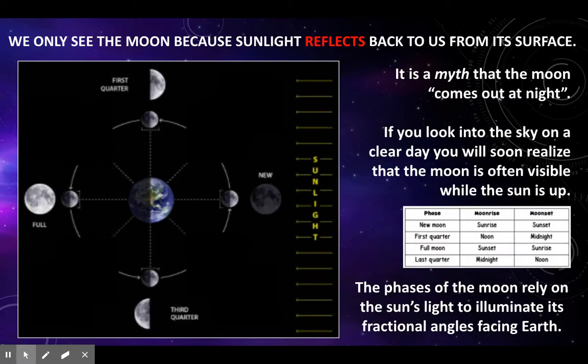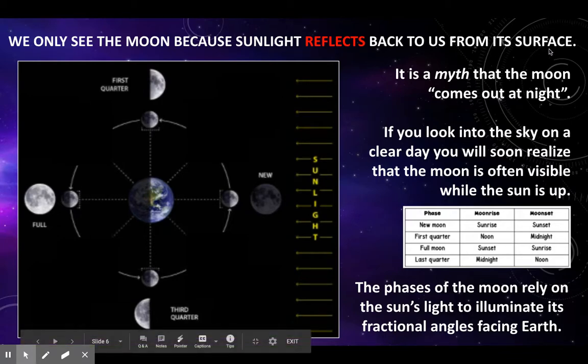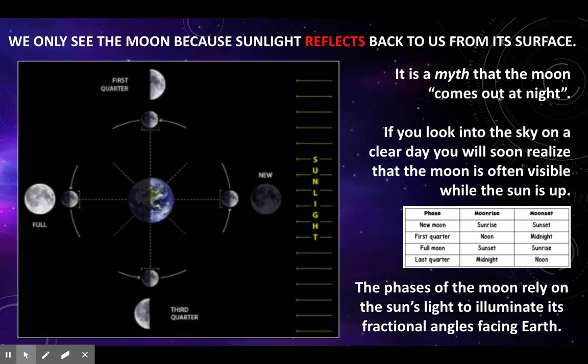We only see the moon because sunlight reflects back to us from its surface. So we only see the moon because the sunlight reflects back to us from the surface. It is a myth that the moon comes out at night. And I know a myth is something that people used to talk about long ago. We have talked about that. If you look into the sky on a clear day, you will soon realize that the moon is often visible while the sun is up.